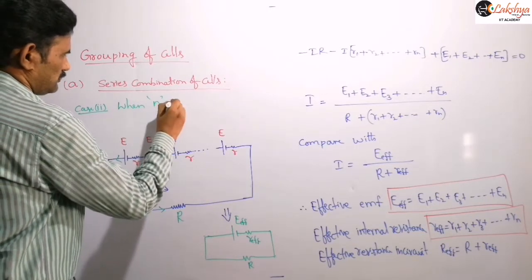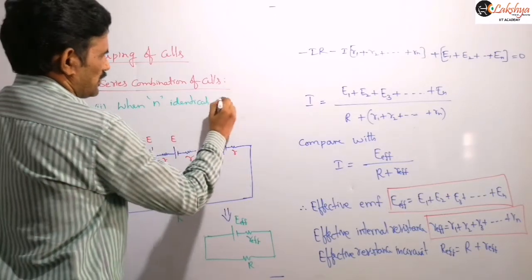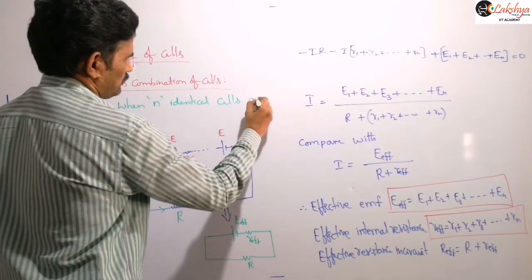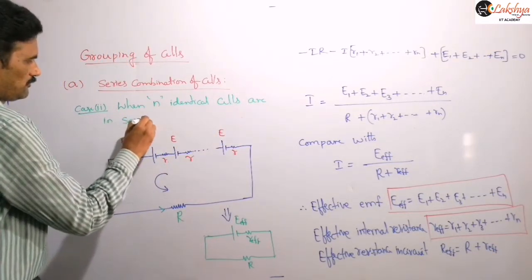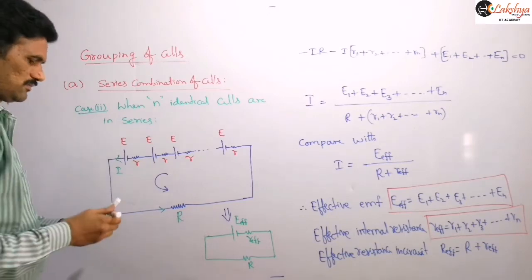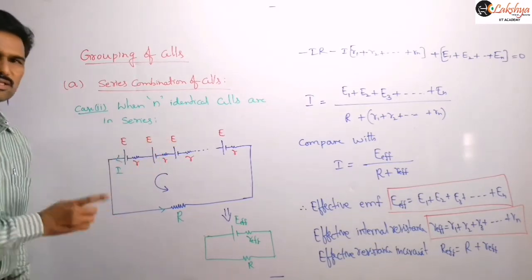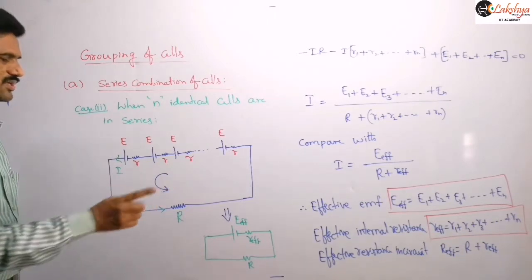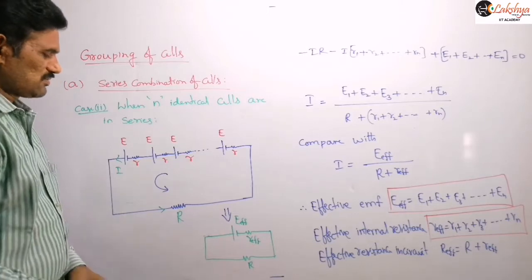When n identical cells are in series, right? So that means now here we are assuming that n identical cells each of EMF E and internal resistance r are connected in series, and that combination is connected in series with the external resistance R.